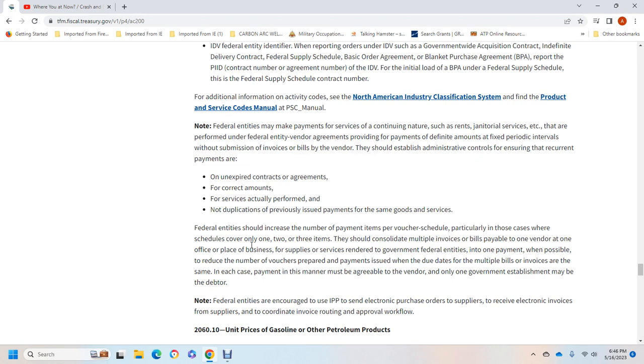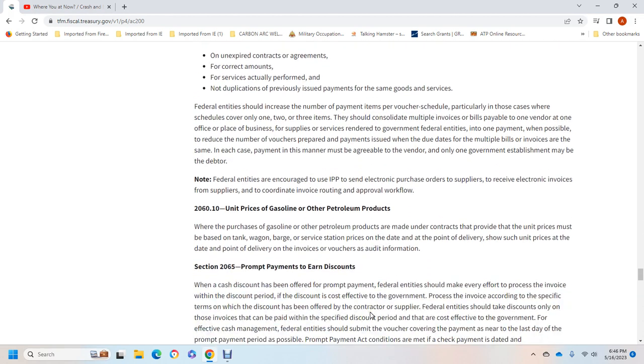Federal entities using the IPP can send the electronic purchase order for supplies, receive the electronic invoice for the supplies, and route the invoice according to their workflow to improve it.